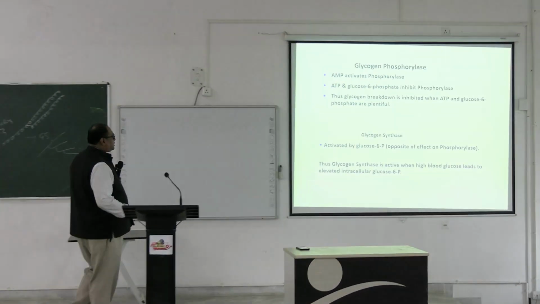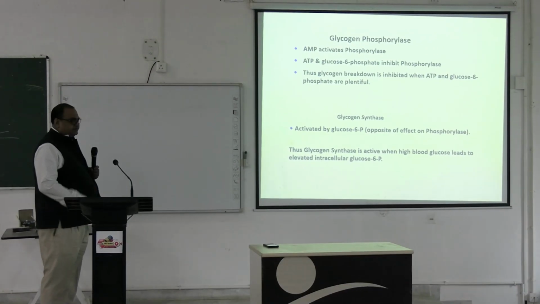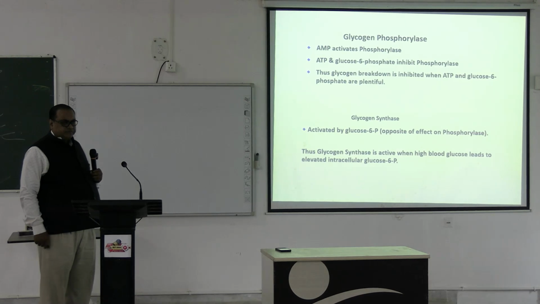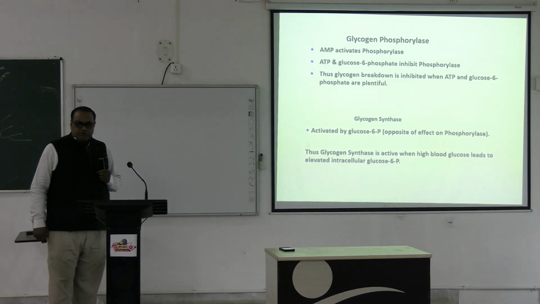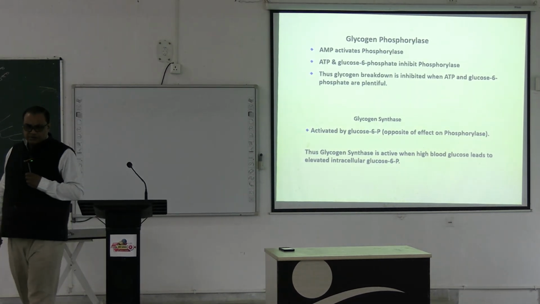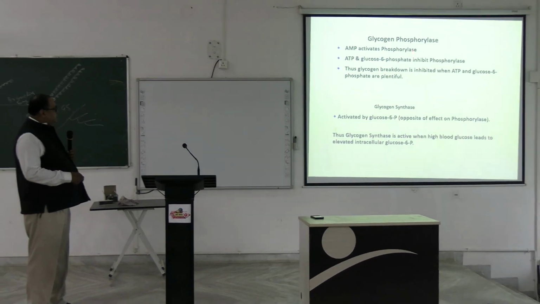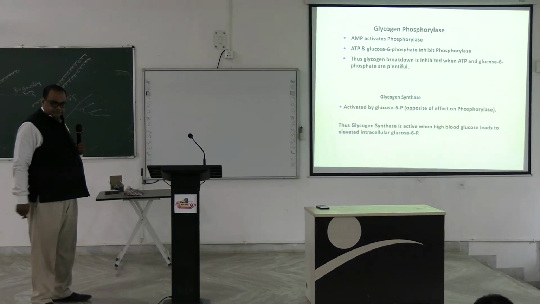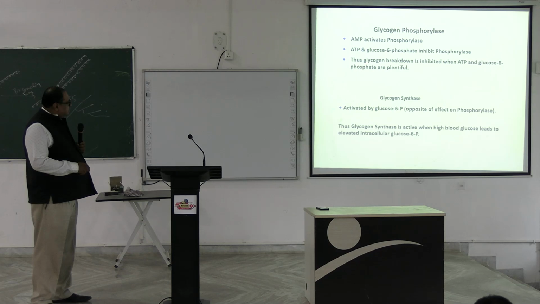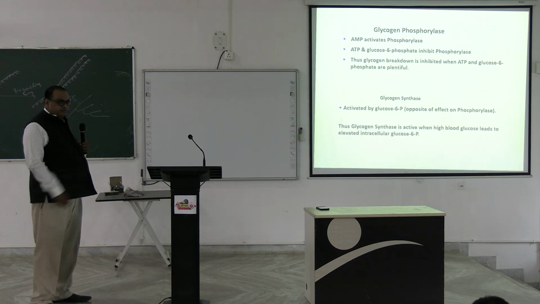For glycogen phosphorylase, AMP activates phosphorylase. What kind of activator will we call this? Allosteric activator. ATP and glucose 6-phosphate inhibit phosphorylase. Thus, glycogen breakdown is inhibited when ATP and glucose 6-phosphate are plentiful.